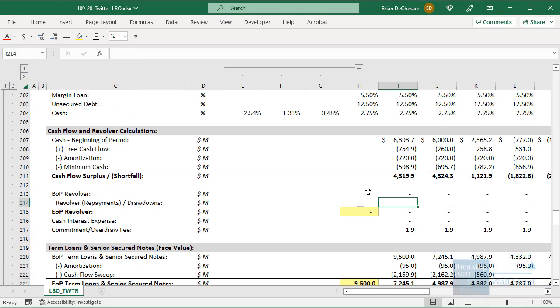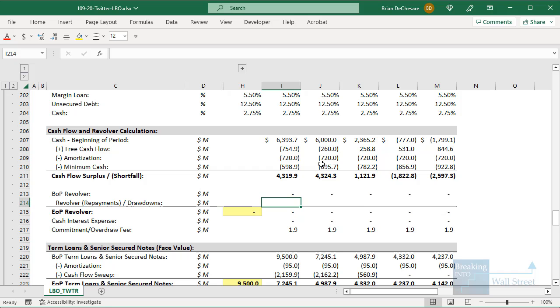So for this revolver repayments and drawdown formula right here, I'm going to do a check and I'll say that if our cash flow surplus is actually a surplus, in other words, if this is greater than 0, if it's positive, then we take the minimum between this number and our beginning revolver balance. This just ensures that if we have 100 in cash flow, but only 50 of revolver left, we only repay the 50 of revolver. That's the point of this minimum function. Now, if we have a deficit or a shortfall here, then we just take this number, we flip the sign on it, and that is our revolver drawdown in this case.